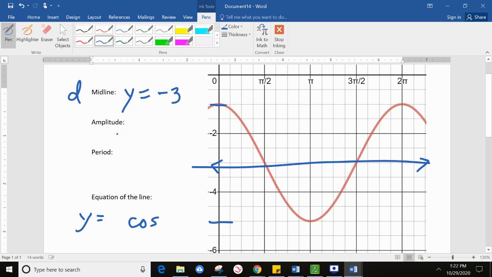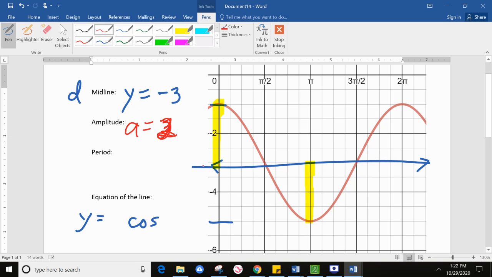All right, let's look at the amplitude. The amplitude is going to be the distance from the highest point to the midline or the lowest point to the midline. So how many units is that? Looks like it's about 2 units this way and also 2 units from -3 to -5. So the amplitude, I would say A is 3. Excuse me, 2. So your amplitude is 2 units, not 3.